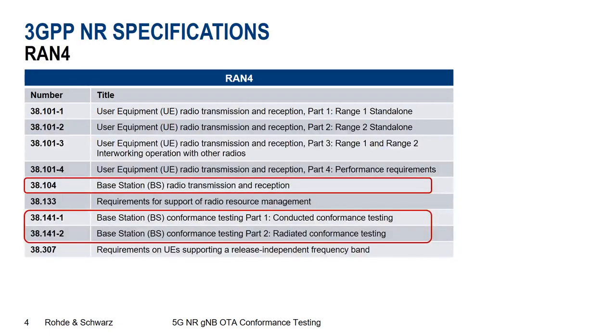So conformance measurements are defined by RAN4 of 3GPP, where there's the 38.104 which defines the general RF characteristic and minimum performance requirements of base station. And there is the 38.141-1 and -2 series for conducted and radiated conformance testing.